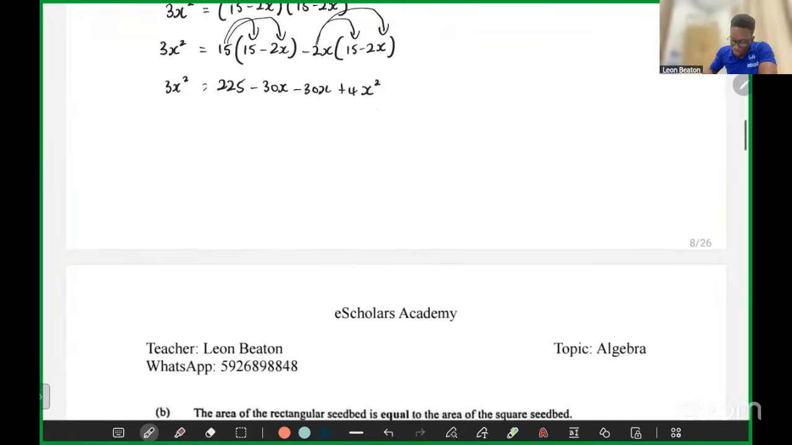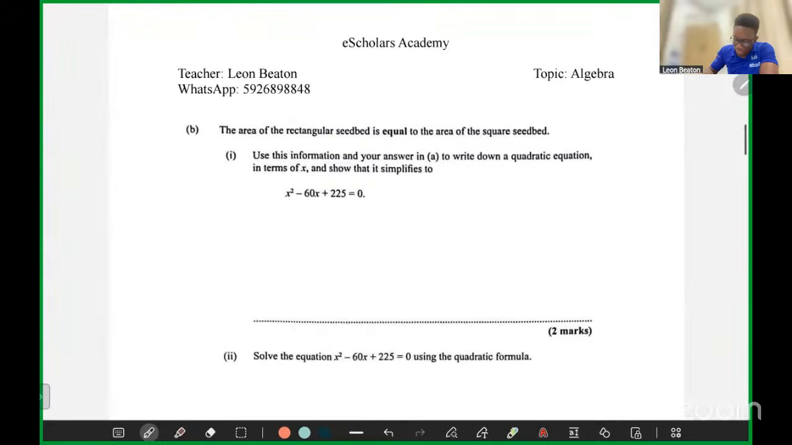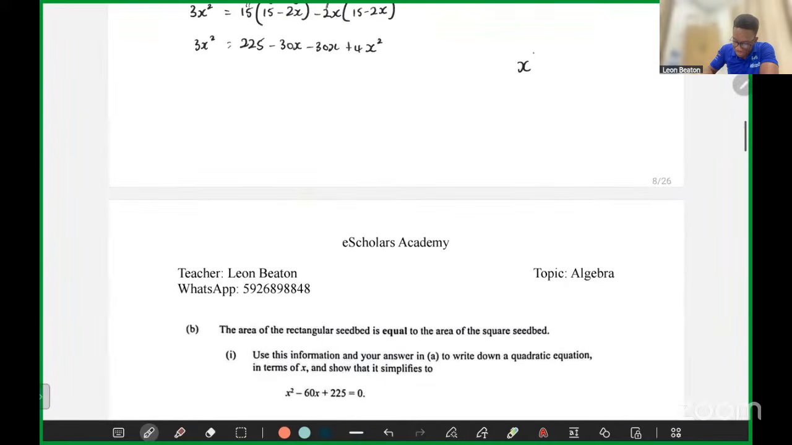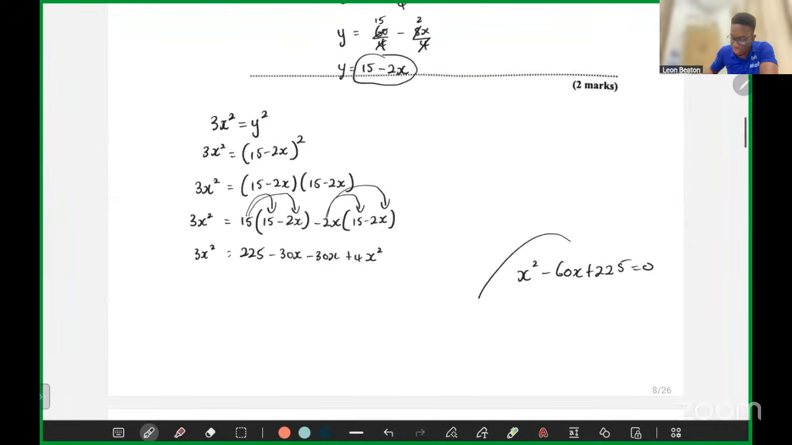So now remember we are working towards this answer. Let me write the answer that we're working towards. It's x squared minus 60x plus 225 is equal to 0. This is what we're working towards. This is what our answer should be. So let's simplify it.